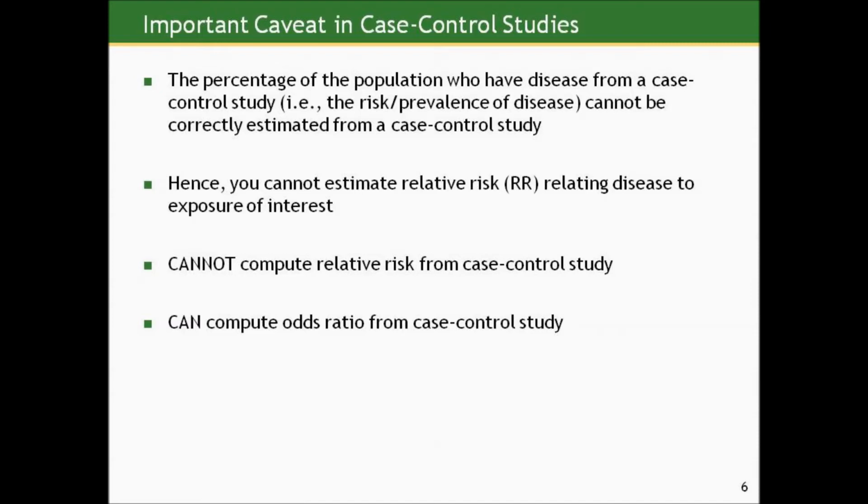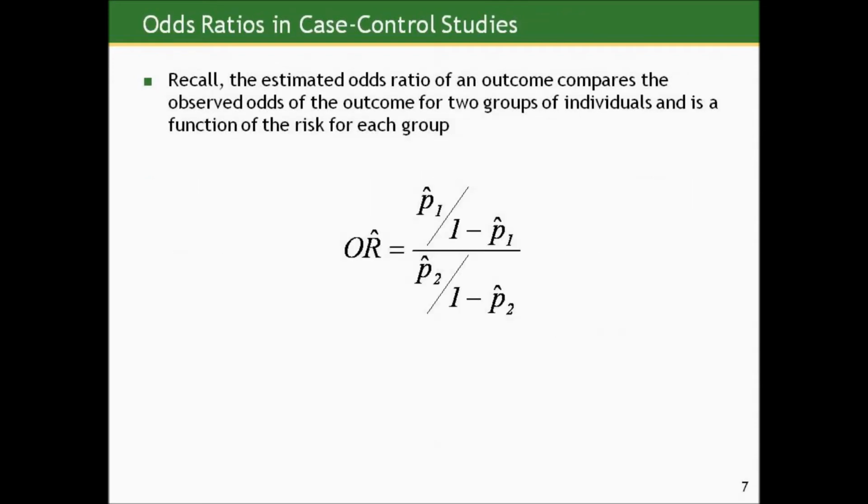Here's where the odds ratio really shines. We can still correctly compute an odds ratio relating the odds of disease for exposed to unexposed from this type of study design. In these studies, the odds ratio is the only thing to carry us. So just to remind you of what an odds ratio is, recall the estimated odds ratio of an outcome compares the observed odds of the outcome for two groups of individuals and is a function of the risk in each group. So this does convey information about risk for each of the groups, but it's not risk measured directly.